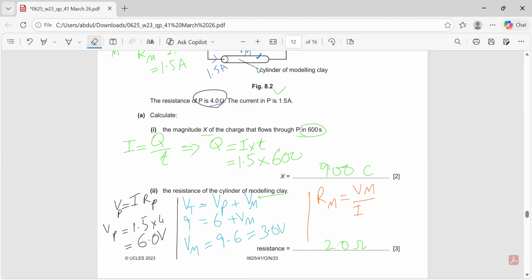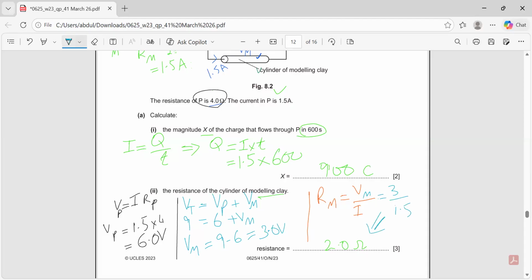Now let's place the values. And here also this is a blunder from Mr. Sajjad. Don't write it this way; M should be in subscript, not at the same level as V. So now placing the values here, this is 3, and current is the same throughout the circuit because it is a series circuit. So that will be equal to 2 ohms.